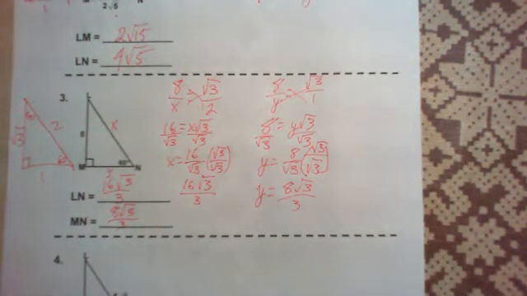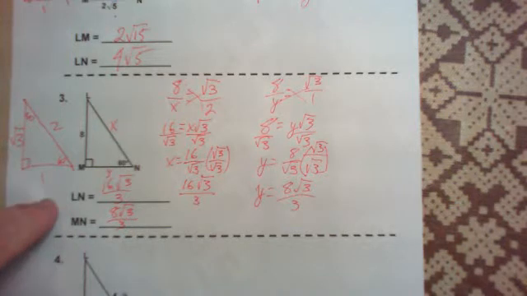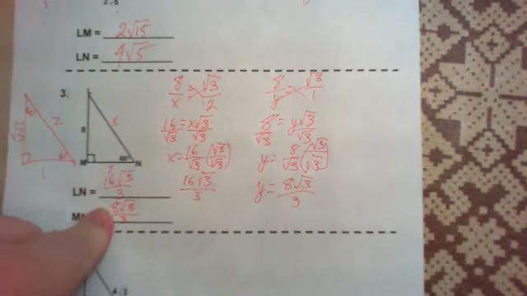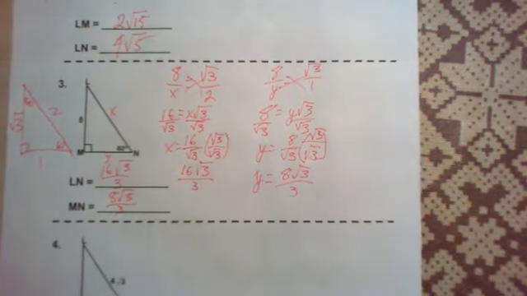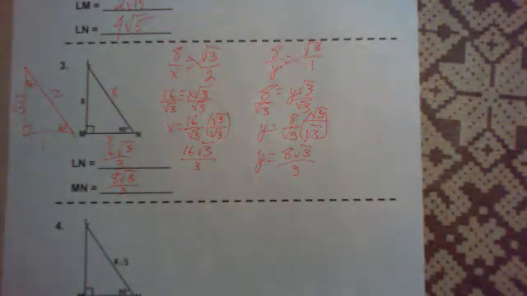Now this makes sense. It really, really does, because look at this. Notice the smaller side over here is half of the larger side. So if I have 16 times the square root of 3 here divided by 3, then I should have 8 here, and I do. It makes sense. I like numbers. Numbers do not lie.